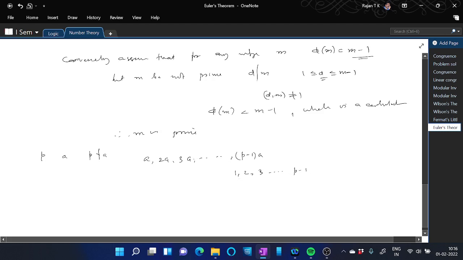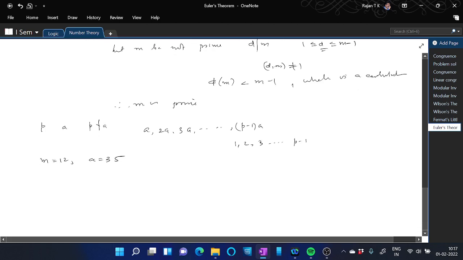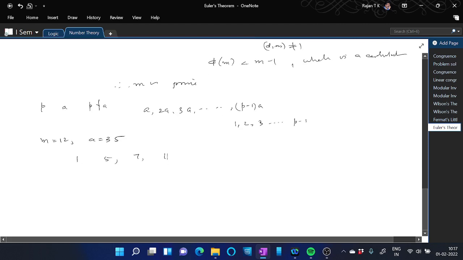That means the residues are 1, 2, 3, etc., p minus 1 in some order, that's all. A similar result we can prove here also. For that, let us take some numbers, let m be equal to 12 and a be equal to 35. Now the positive integers less than or equal to 12 and relatively prime to 12 are here 1, 5, 7 and 11. 1, 5, 7 and 11 are the positive integers less than or equal to 12 and relatively prime to 12. So here let us observe a fact.